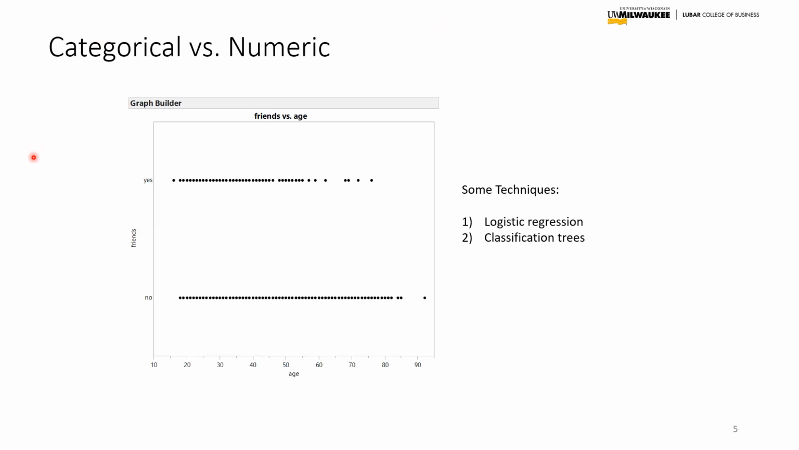What about looking at a categorical against a numeric? Here I'm plotting if the individual is a Friends watcher or not against age. Here we're using age to predict in the end the likelihood that they are a Friends watcher or not. This situation is often called a classification situation, and we use techniques like logistic regression, and there's something called, as opposed to regression trees, classification trees.